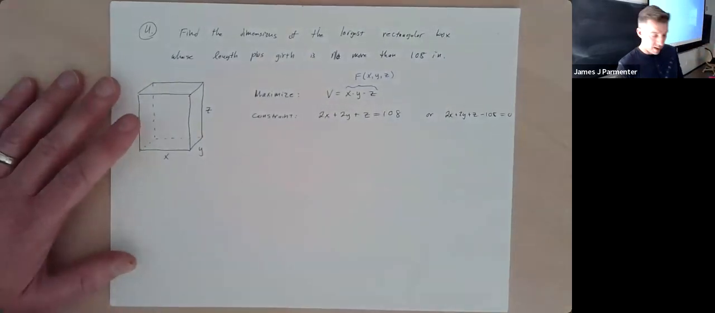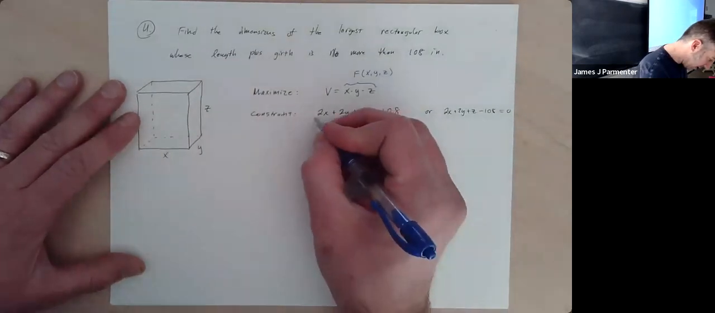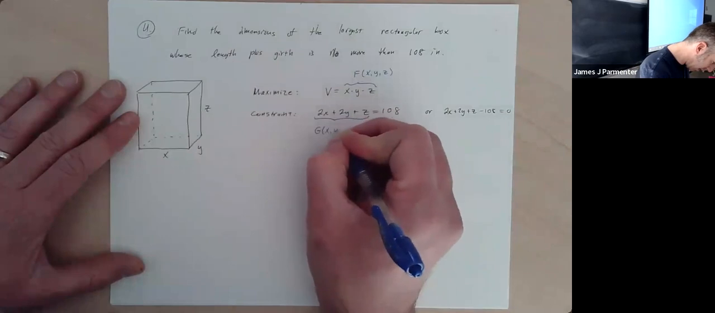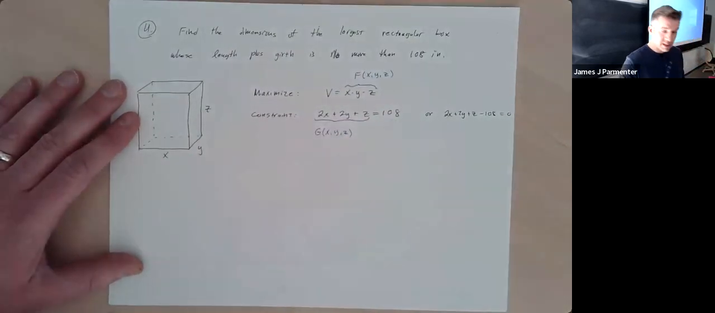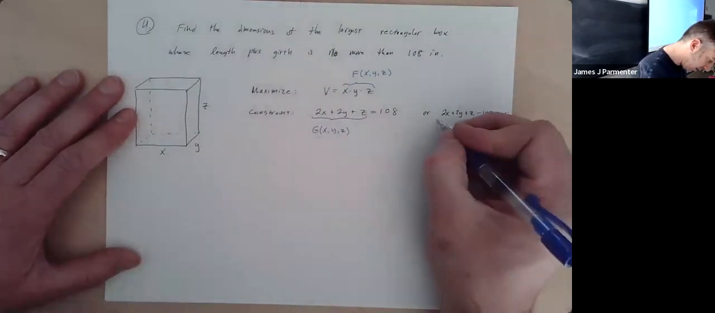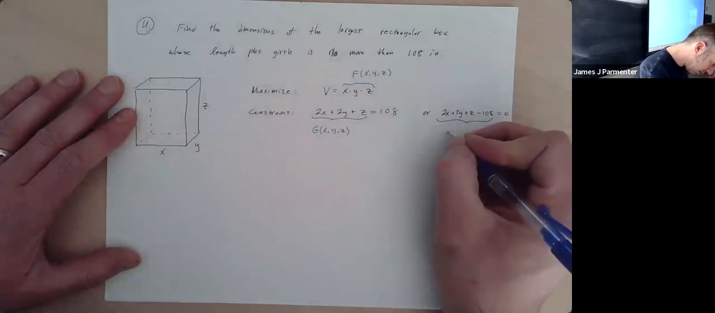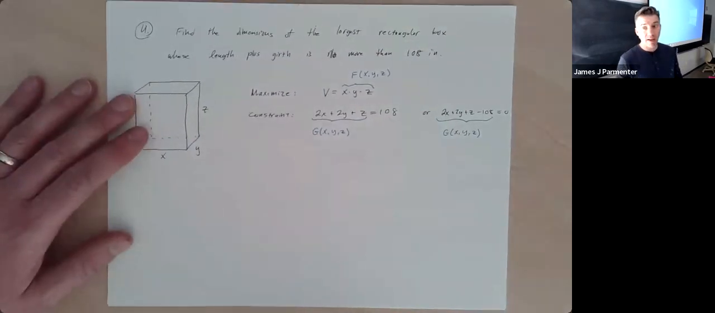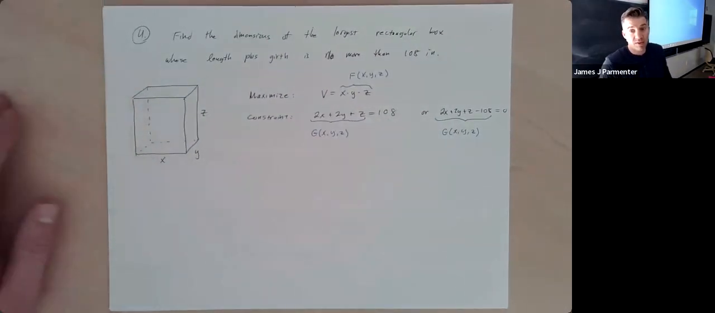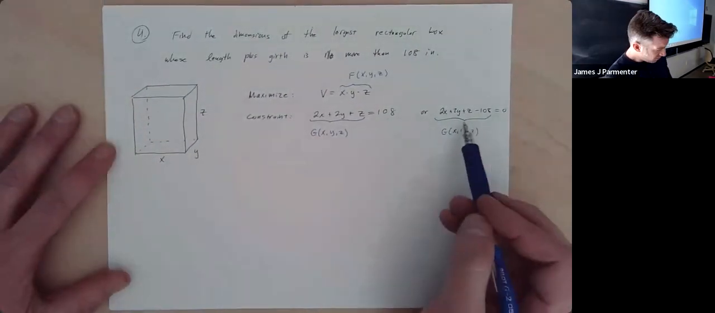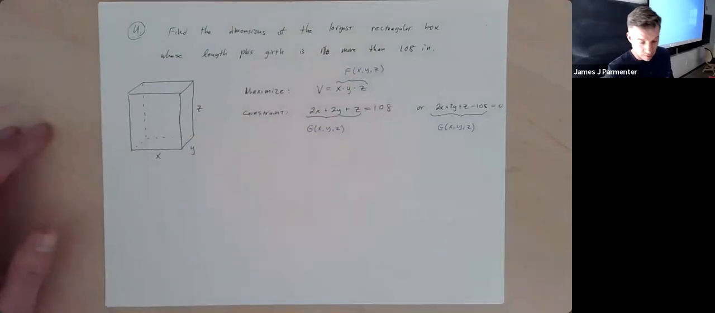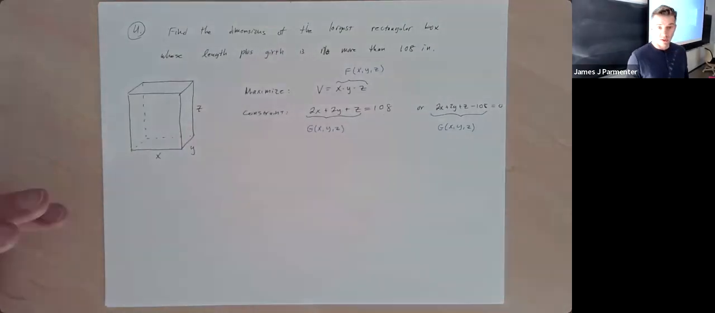Some people like to say that this is my function G of X comma Y comma Z. Some people prefer to say this is my function G of X comma Y comma Z. It doesn't actually matter because we're going to be taking the partials of G, and the partial derivative of G doesn't care if you have an extra 108 over here or not. So here's what we're going to do.